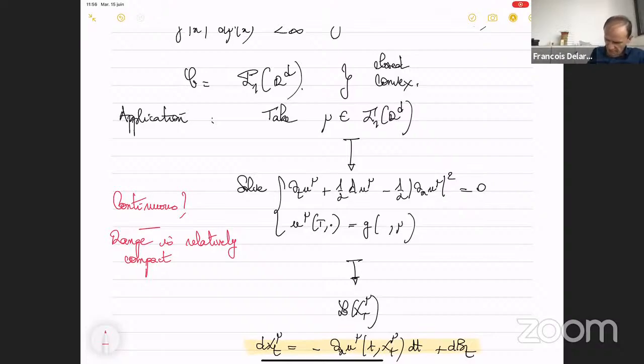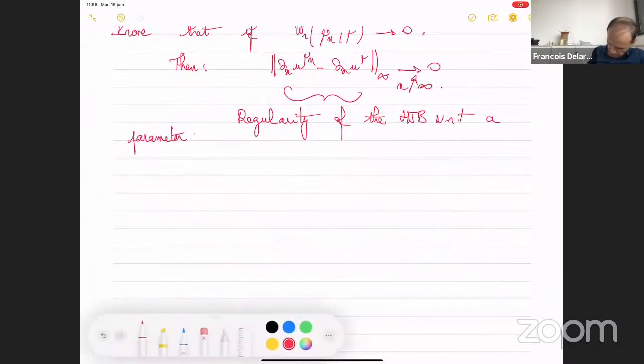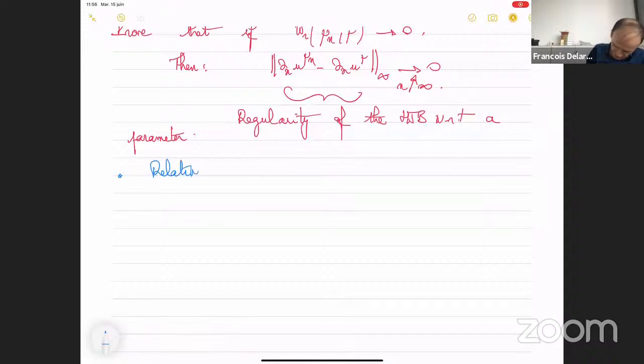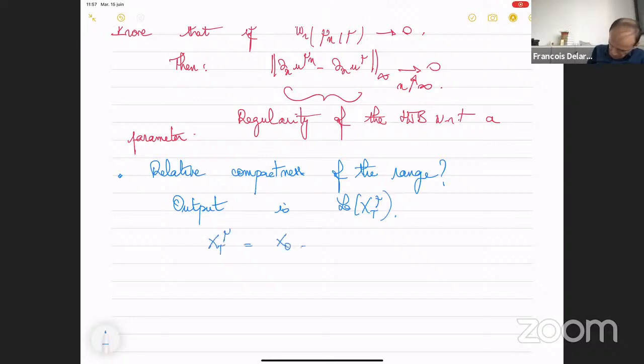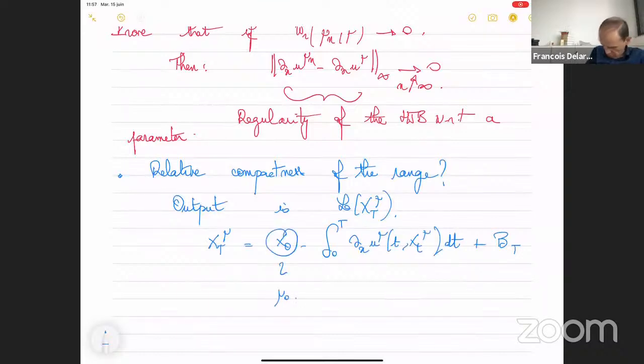What about the range, the fact that the range is relatively compact? So compactness, or relative compactness, of the range. Well, if you go back to the picture for phi, then you have to see what is the output. So the output in our mapping is the law of X_t^mu. And in fact, I told you that X_t^mu was equal to X_0 minus the integral from 0 to t of d_x u^mu(s, X_s^mu) ds plus B_t. And this X_0 follows the initial state of the population, so the law of X_0 is exactly mu_0.